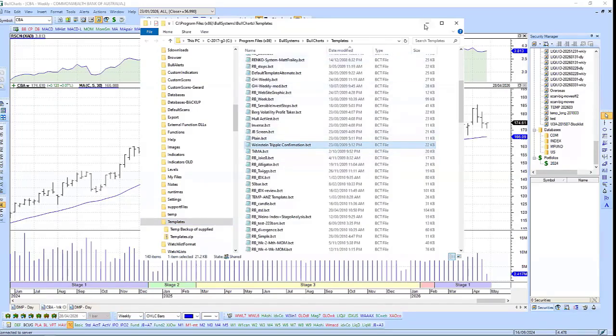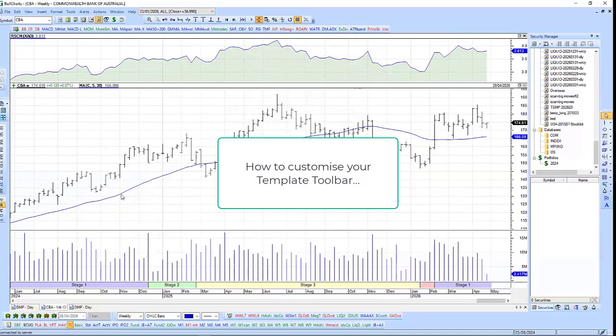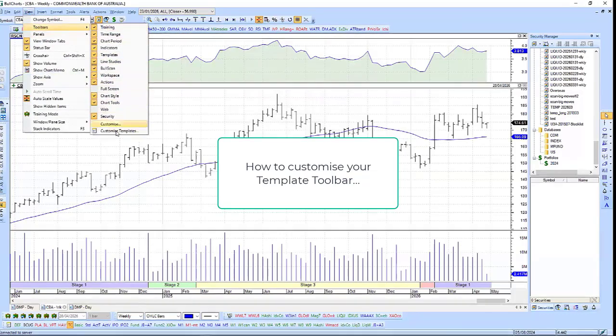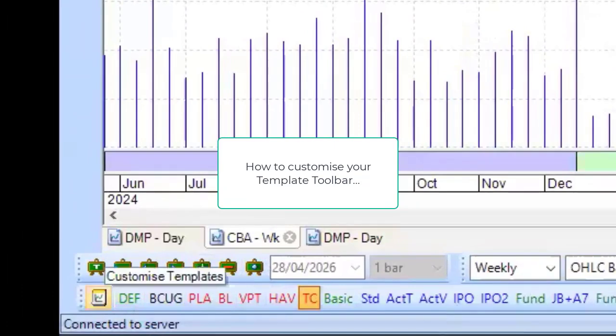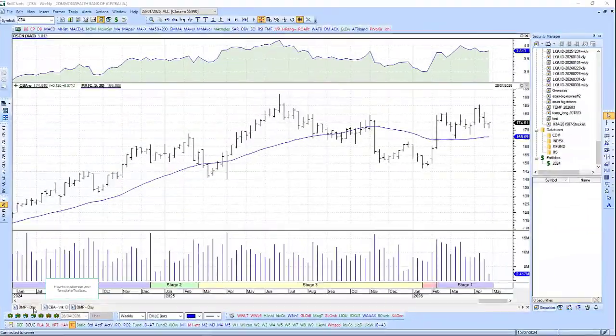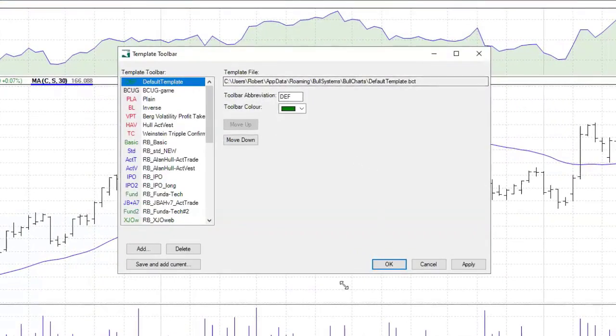So if it is there, then all you've got to do is customize your toolbar. And that's the next thing to talk about. So watch carefully. There's 2 ways to do this. One is to go to View, Toolbars, and Customize Templates Toolbar, or down on the Template Toolbar, the very, very first button is Customize Template Toolbar. If I click on that or use the menu option, then I get this dialog box.